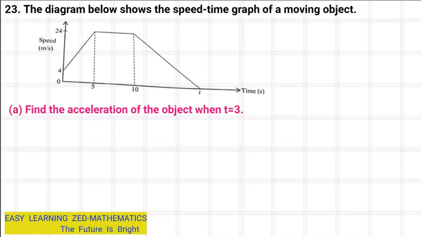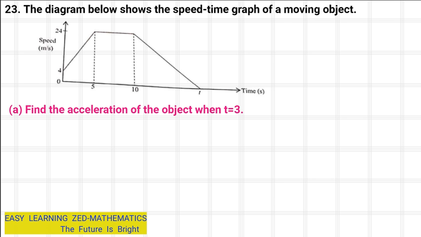Okay, question number 23 was as follows. The diagram below shows the speed time graph of a moving object. So I urge you to pause the video and then look at the graph given. Make sure you take note of the highest speed, the speed where the object started moving, as well as the time given. Okay, you need to take note of that. Once you've done that, then let's come to question 23a.